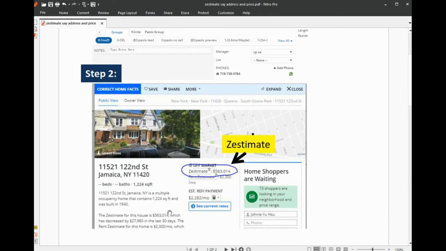So it's going to look like this, okay? And then on this page, you'll be able to see that there's a Zestimate here. So based on Zillow, the fair market value for this home, which is the Zestimate, is 563,000. Okay, approximately that's the price. That's how much this home is worth. So when we make an offer, we would ask the seller, would you consider 560 for your home?